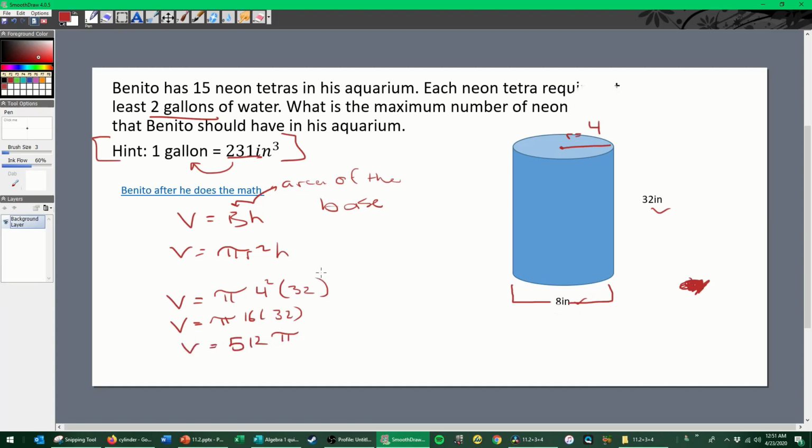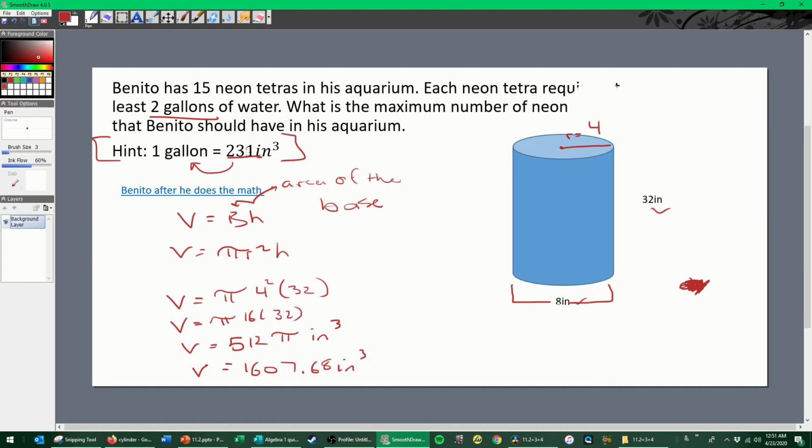So we have that many cubic inches, but 512 pi isn't really helping us here because we don't know exactly what that is. So let's multiply 512 by 3.14, and that gives us 1607.68. And from there, I know that's how many cubic inches I have.